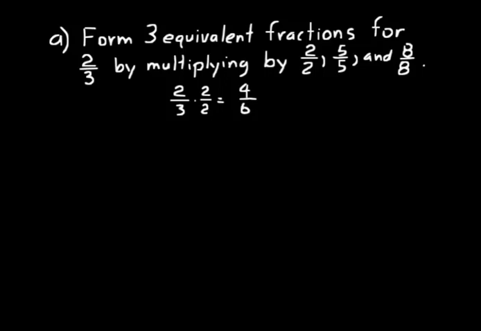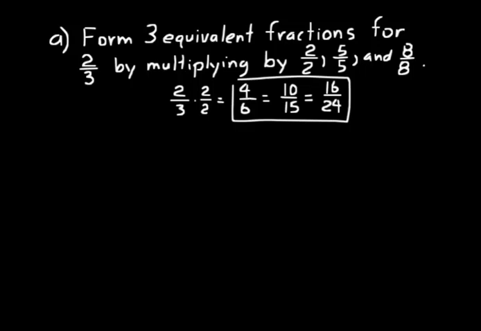Let's do the other ones in our head, and let's just put equal signs here. If we multiply 2/3 by 5/5, we would have 2 times 5 is 10, over 3 times 5 is 15. And then if we multiplied by 8, we'd have 2 times 8 is 16, over 3 times 8 is 24. Those all equal each other.